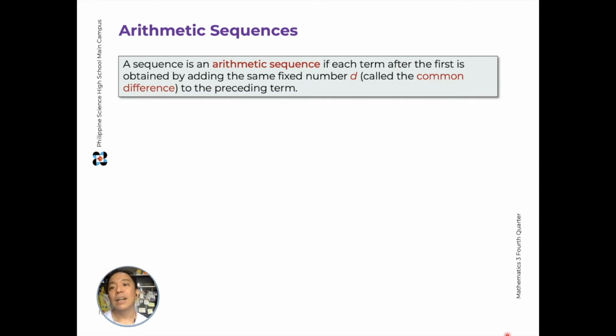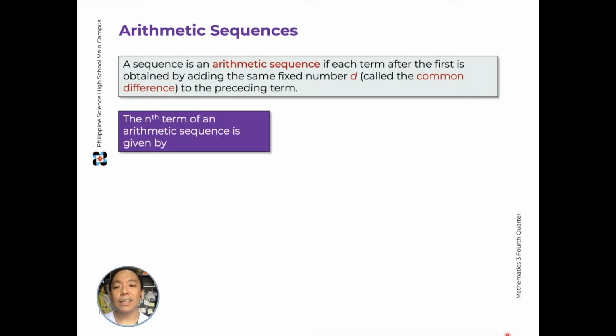Definition natin, a number sequence is an arithmetic sequence if each term after the first is obtained by adding the same fixed number. Yung isa lang, same lang ina-add natin. Let's call it d, which stands for difference or the common difference. Kasi siya yung common difference between every two consecutive terms. And we add d to the preceding term. Now, the nth term of an arithmetic sequence will be given by this formula.